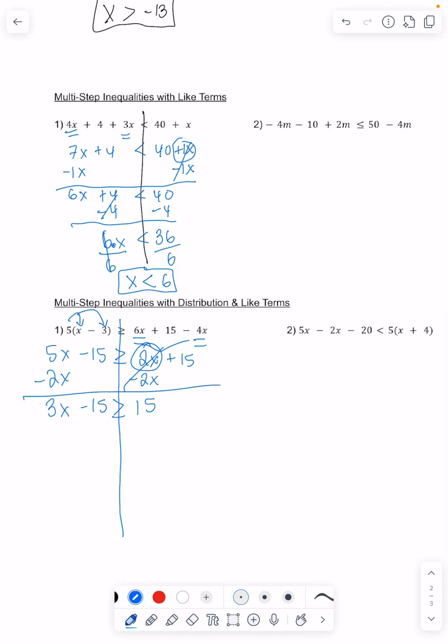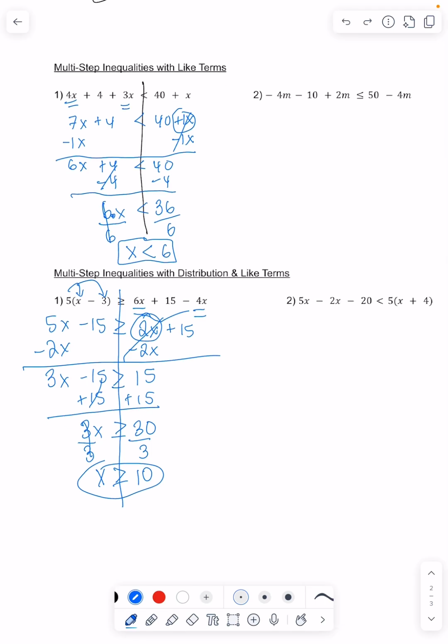We have a two-step, so we're going to move the constants now to the right-hand side. So we take the inverse of this. We get 3x is greater than or equal to 30. Now solve for x. So divide by 3 on both sides. x is greater than or equal to 30 divided by 3 gives us 10. So that means that in this case, it's all the x values that are greater than or equal to 10 that will be a solution to this inequality here.